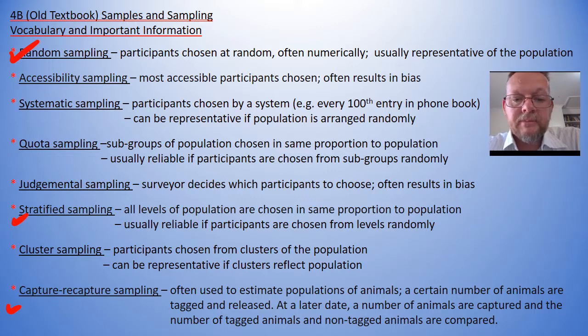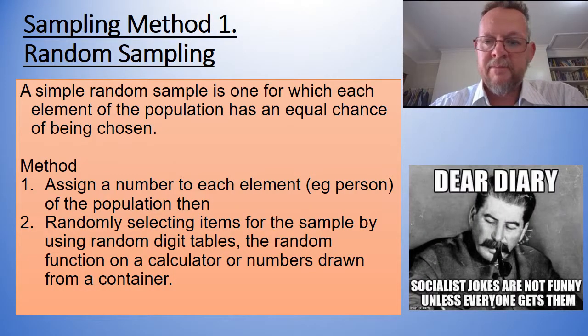Cluster sampling is when you go to clusters of the population and you choose the different groups and then go from there. And capture recapture, and this is going to be used in biology, for example, when you estimate the numbers of populations of animals. A certain number of animals are tagged and then released. At a later date, a number of animals are captured and the tagged animals and non-tagged animals are compared.